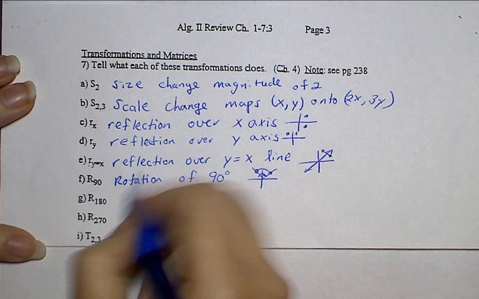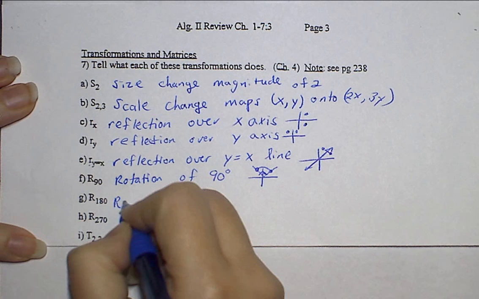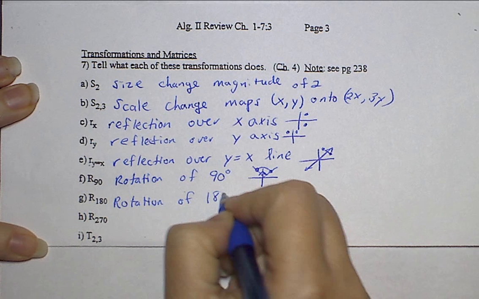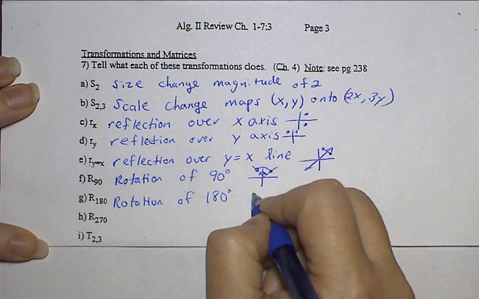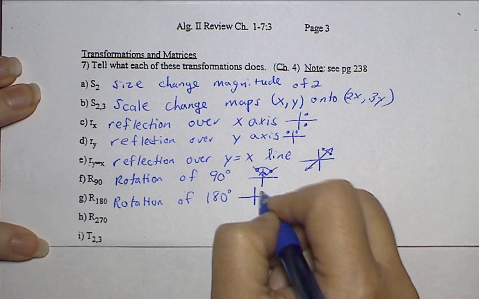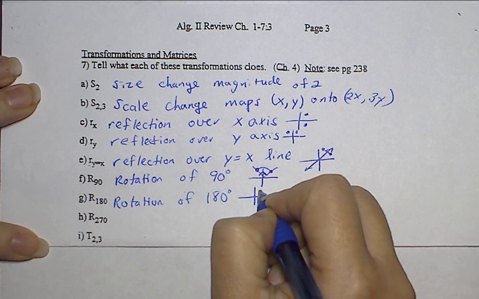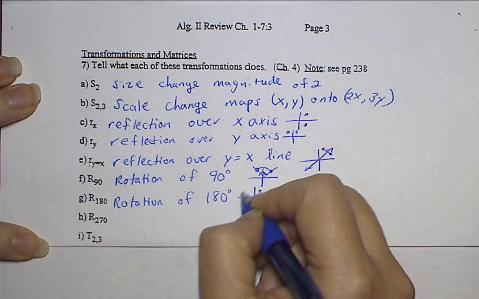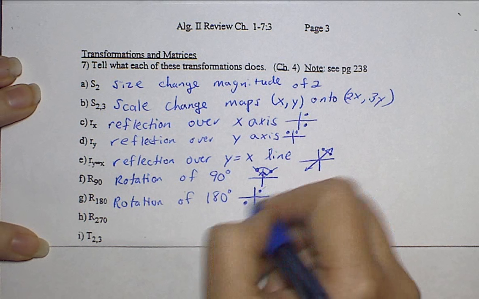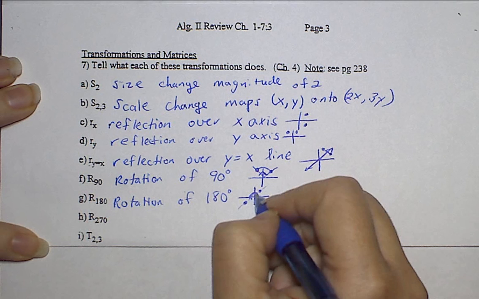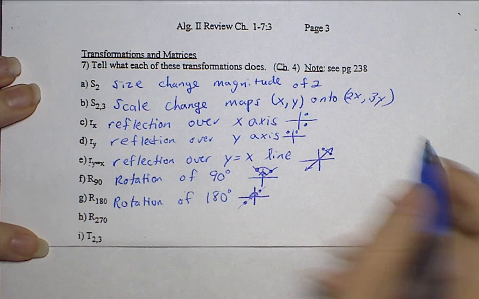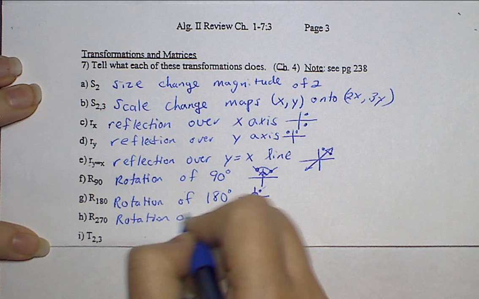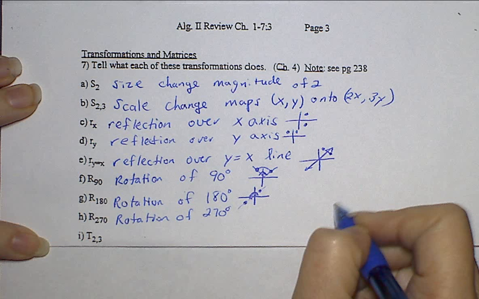A rotation of 180 degrees would be if you have a point and you rotated that point 90 and then another 90, that's 180, because you're rotating your picture 180, right? Because you have a 180 degree angle right there. And then this is a rotation of 270 degrees.